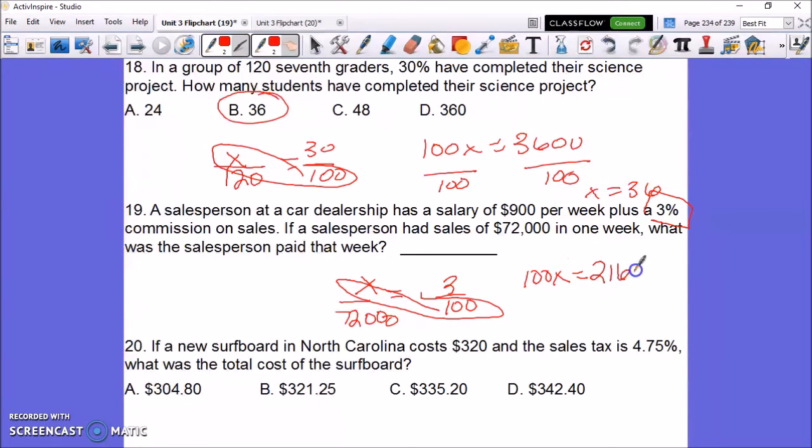$216,000. And then you divide each side by 100. And that gives you X is equal to 2,116. Oh wait, there's more. You have to add the net salary per week, which is $900. So $2,160 plus 900 gives us $3,060.